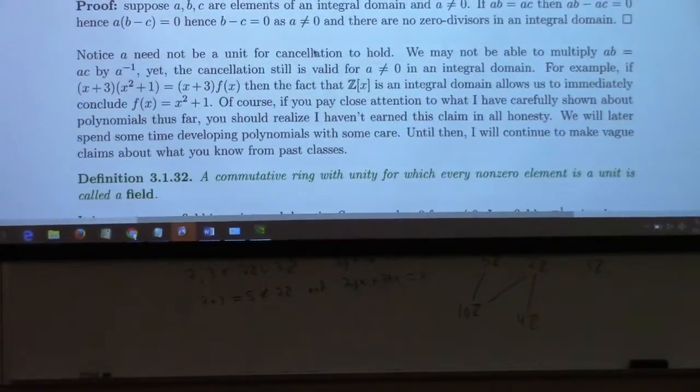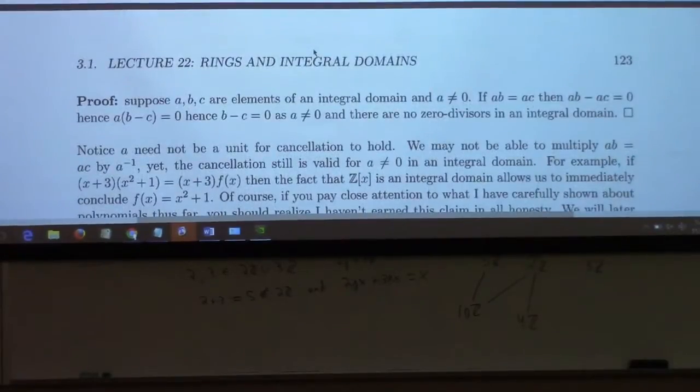And the proof is shockingly simple. Check it out. Suppose you've got an integral domain. An integral domain is a commutative ring with identity, right? Does it have to have an identity? Yeah, it does. More importantly, no zero divisors, right? I'm burying the lead here.